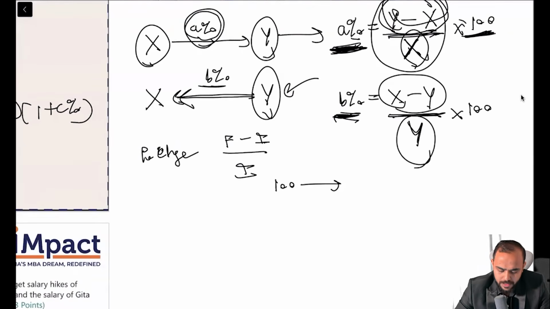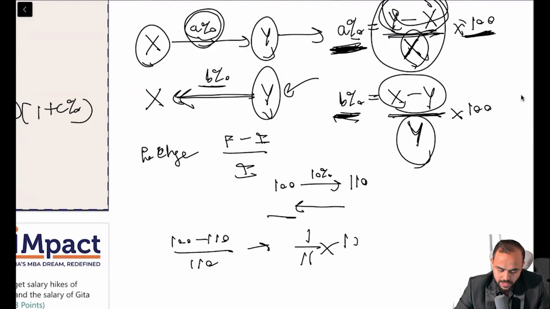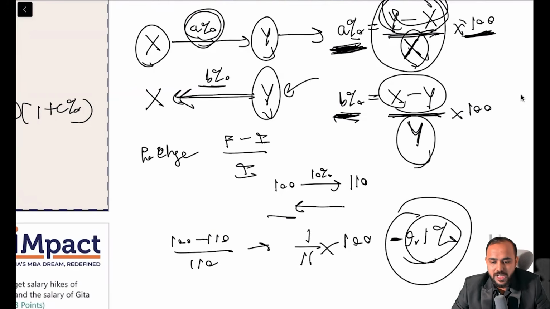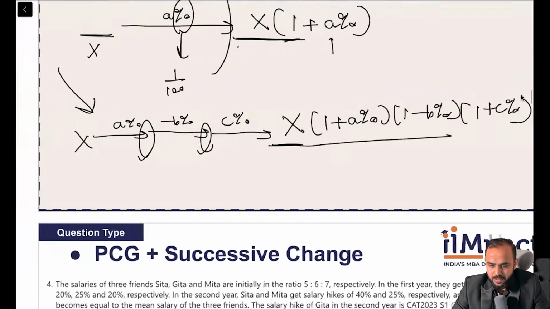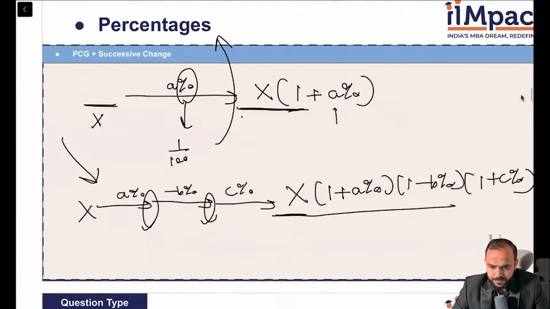Yeah. So if you have 100 and it has increased by 10%, you will get 110. All right. Now, if I say what should be the percentage change to get back to 100, it's going to be 100 minus 110 divided by 110, or 1 by 11 into 100, which is going to be 9.1% minus. So, the magnitude of percentage change has decreased because the base has increased. All right. Can we move ahead, folks?